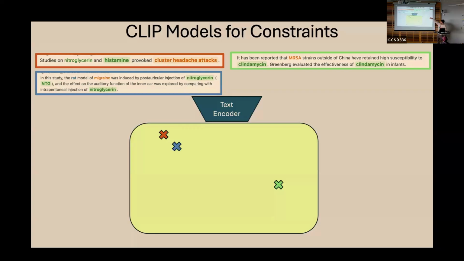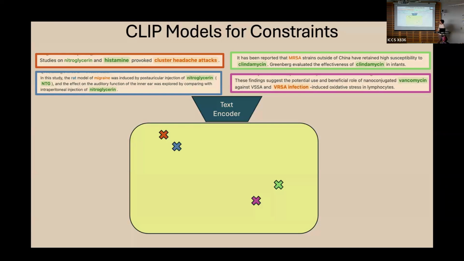Right, and so because both pieces of text mention nitroglycerin, I want them to encode to similar vectors. Here I'm doing that with literal Euclidean distance similarity. Really, you measure cosine similarity, but the point is I want similar text to embed to similar locations in text embedding. And then I also have this pink piece of text that mentions vancomycin and MRSA, and maybe that will embed to some location close to the text mentioning MRSA, which is a related disease, and clindamycin and vancomycin are both antibiotics, right?